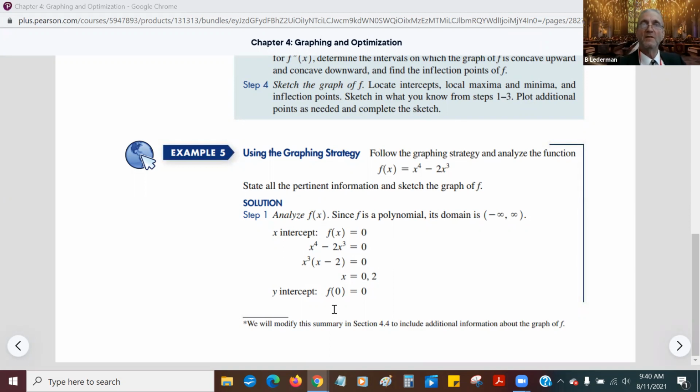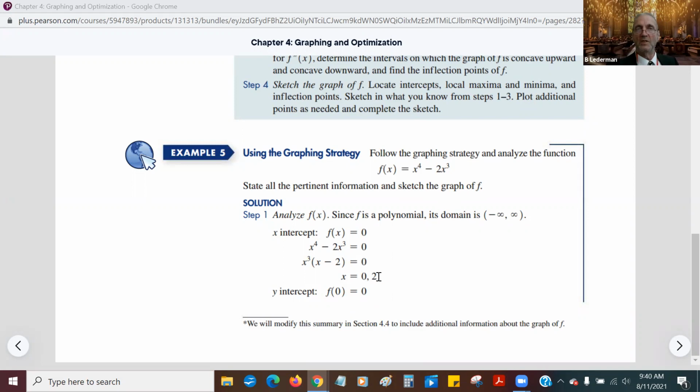Now, to find the y-intercept, I just plug 0 into the function and see what I get. Well, if I plug 0 here, I get 0 minus 0, so I get 0. So that means if x is 0, y is 0, which means (0, 0) is a y-intercept, but really (0, 0) is an x-intercept also. So even though I have 1, 2, 3 answers, it's really just 2 answers, because the first x-intercept is also the y-intercept. So this is (0, 0), and this guy over here is (2, 0).